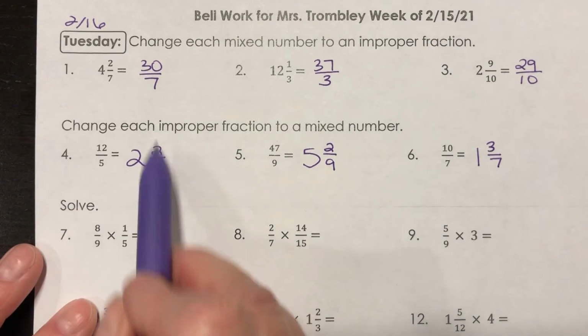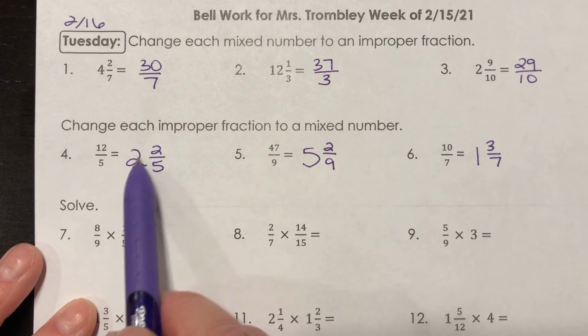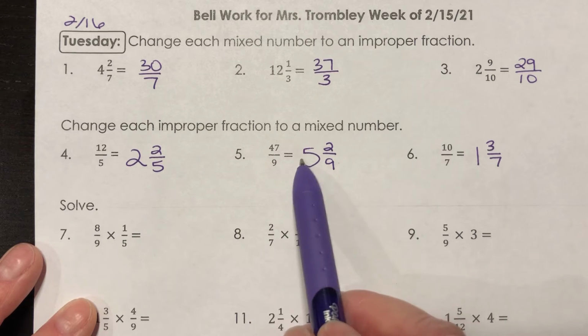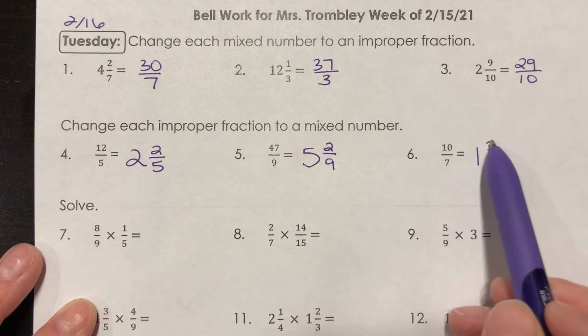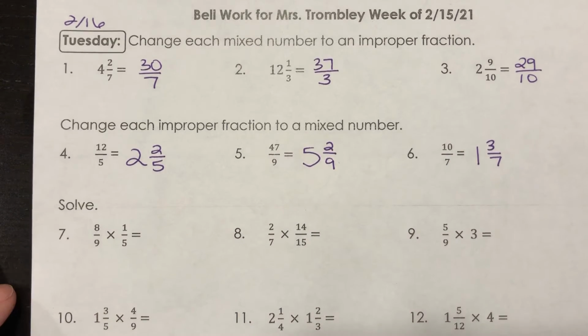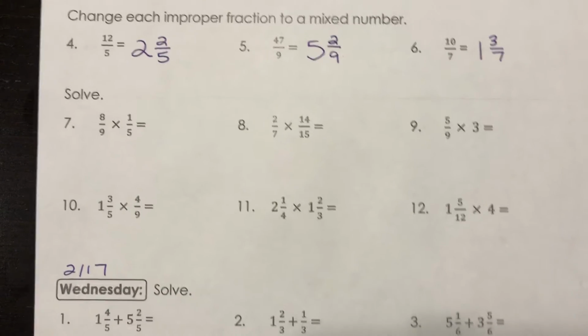And you can always double check by doing what you did up here. 5 times 2 is 10, plus 2 is 12/5. 45, 47 ninths. 10 sevenths. It works forward, backward. Okay, time to solve.